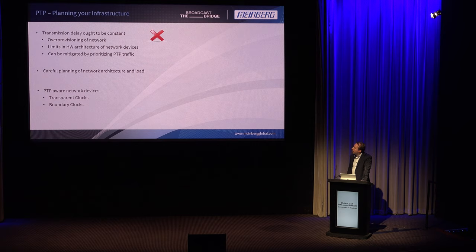And what you need to know when you plan your infrastructure is that you take care not to over-provision your network. This is the basic, because if you do, then you have also other problems besides timing. You need to know your limits in hardware architecture of your network devices. Some of these problems can be mitigated by just prioritizing PTP traffic, but this is not solving the queuing issues.